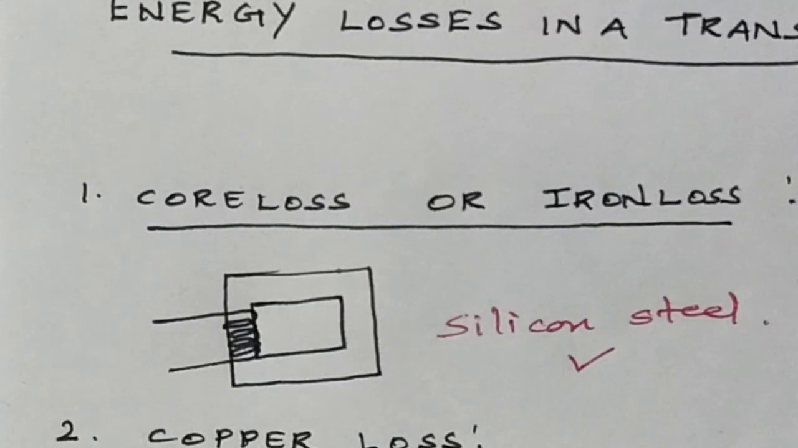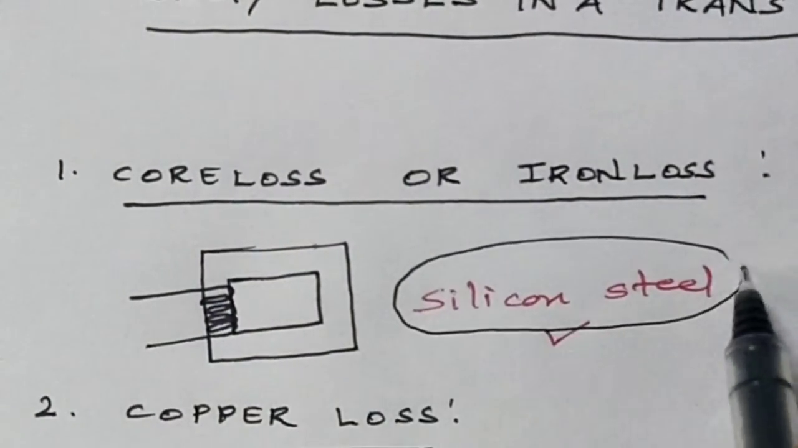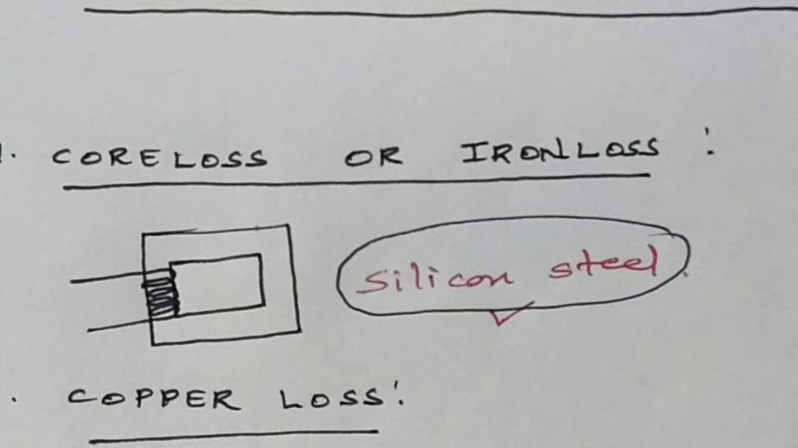To minimize the hysteresis loss, we use steel with a high silicon content in making the transformer core. So we use silicon steel, and in that way we minimize the core loss or hysteresis loss.